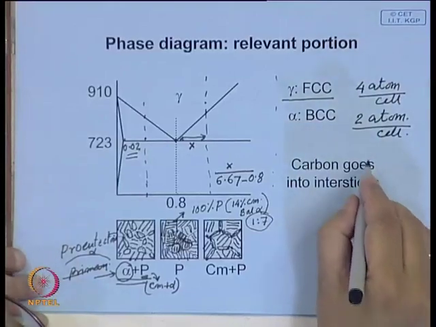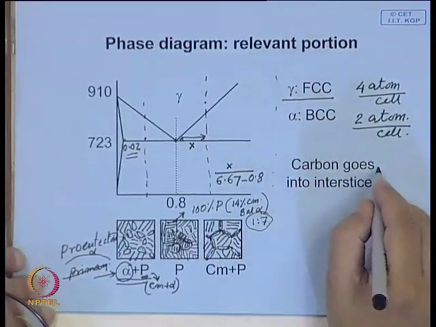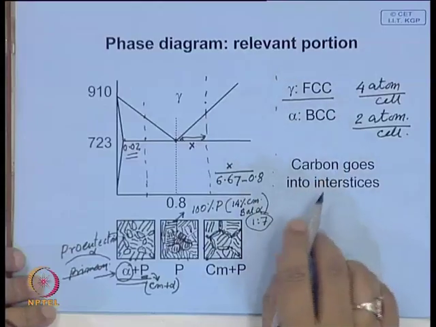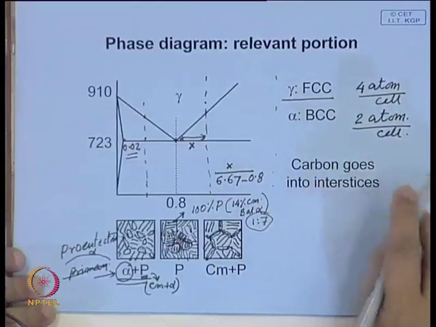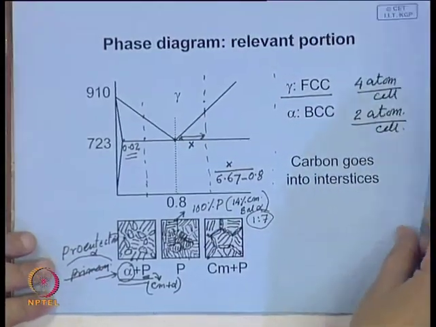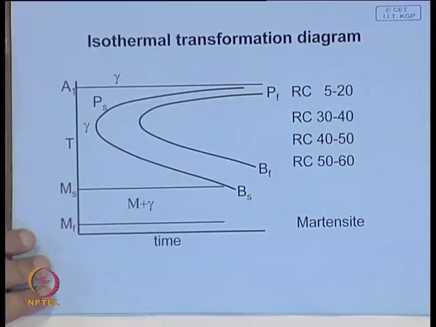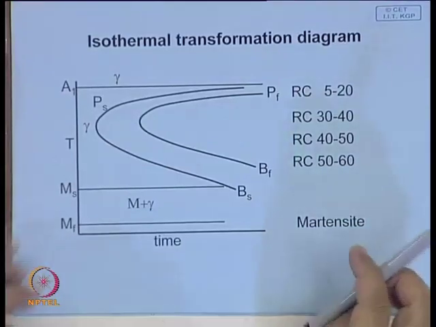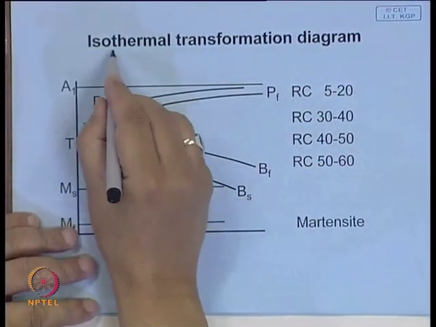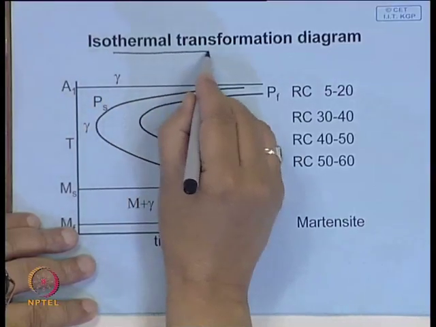And then carbon, where does it go? Amount of carbon, it goes into the interstitial sites, which we will see in subsequent figures. And we have also seen, defined what is isothermal transformation diagram.